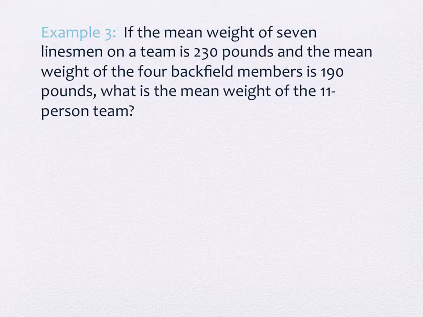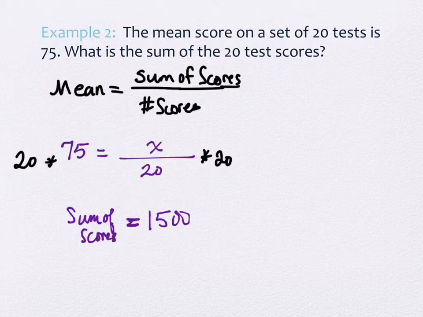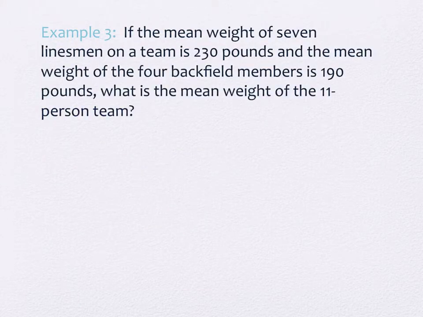They're so good. Sometimes. All right, so the mean weight of the 7 linesmen is 230 pounds. So that's kind of like this information over here. I know the mean of how many people, okay? The mean of the weight of the 4 backfield members is 190 pounds. Okay, so these are the lighter weight guys. If we want to know the mean of the 11-person team, what would we do?